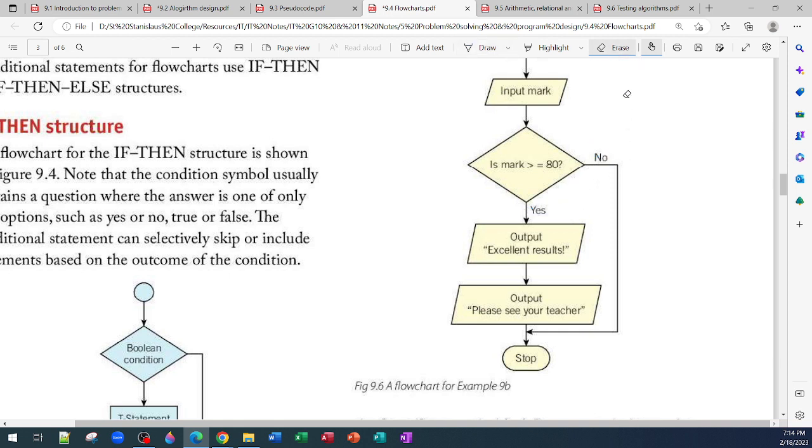But you would have to specify it: if mark is greater than 80, if it is yes, go this way, stop the program. If it is no, if it is false, go this way, do this, do that. You would have to specify that. So a diamond is for your if, your conditional statements. If a test, always ask in a question format. Remember that. Always ask in a question format. Is it greater? Is it less? Is it equal to? And then you ask, is it true or is it false?